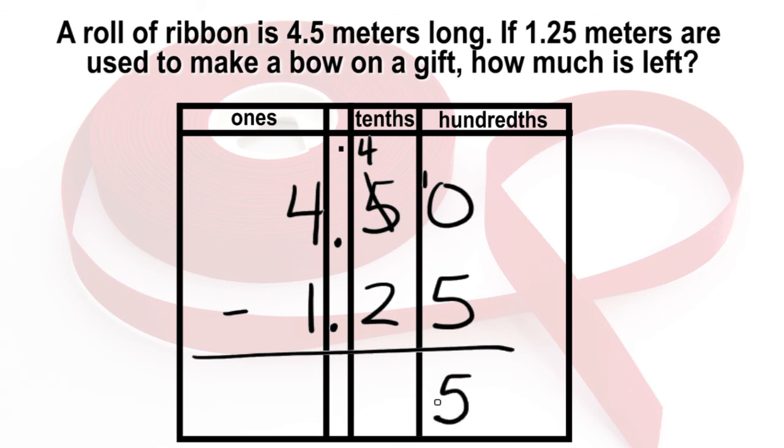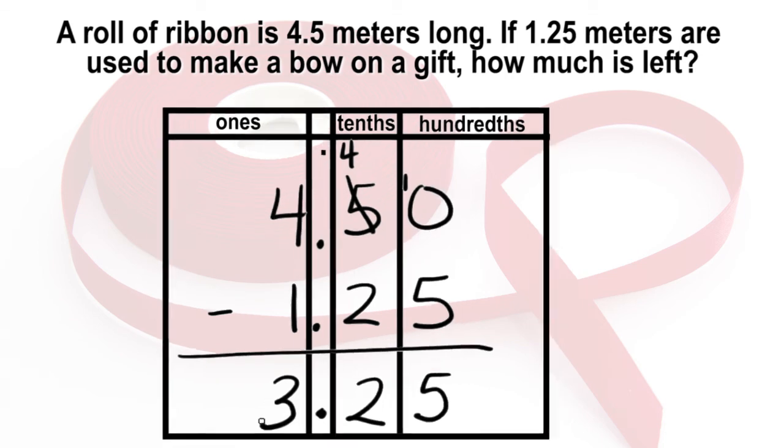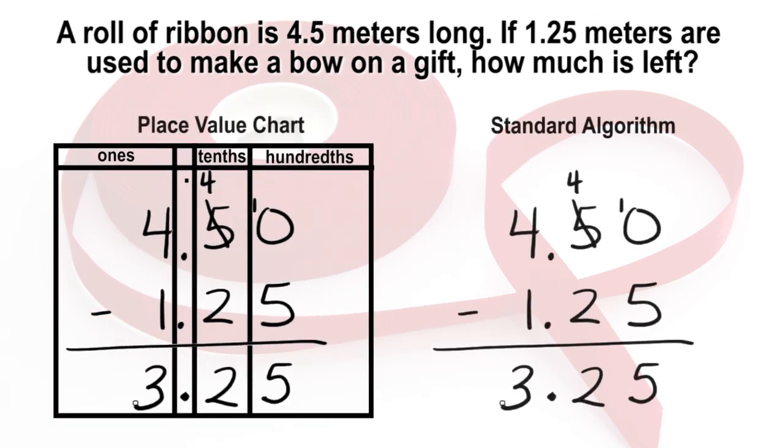Subtract the tenths next. 4/10 minus 2/10 is 2/10. Now subtract the ones place. 4 subtract 1 equals 3 in the ones place. The amount of ribbon left is 3 25/100 meters. This same problem can be solved with the standard algorithm by lining up the digits by place value. The digits are in the correct place and the decimals are aligned to aid accuracy.